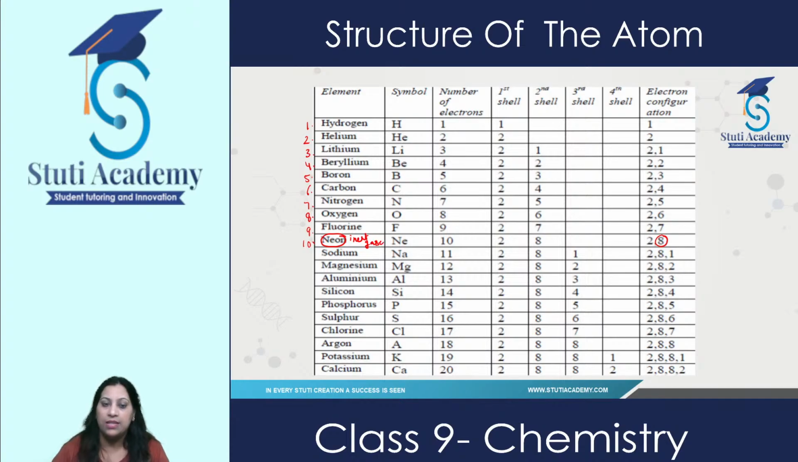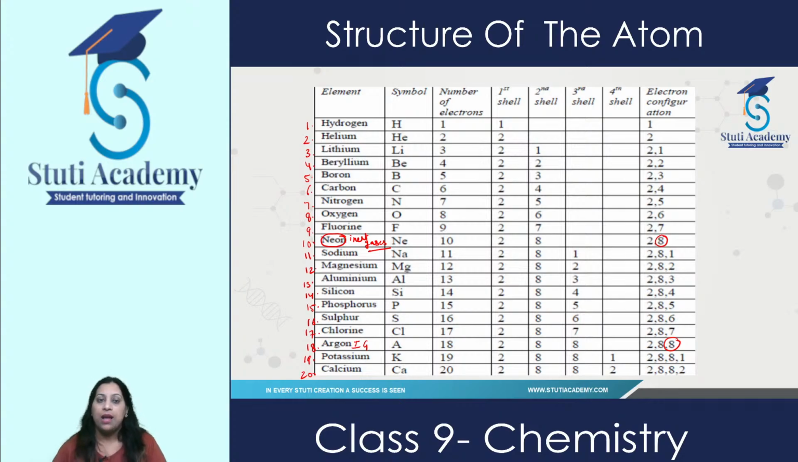And these inert gases we are using in fluorescent bulbs also. Then we have sodium, then magnesium, aluminium, silicon, phosphorus, then sulfur, chlorine, argon. Now again let's see argon. Its outermost shell is completely filled and it also has 8 electrons. So it is also an inert gas. Then we have potassium, which is 19, then calcium, which is 20.